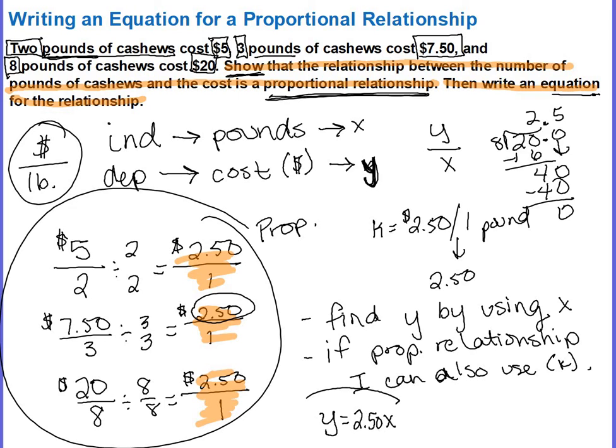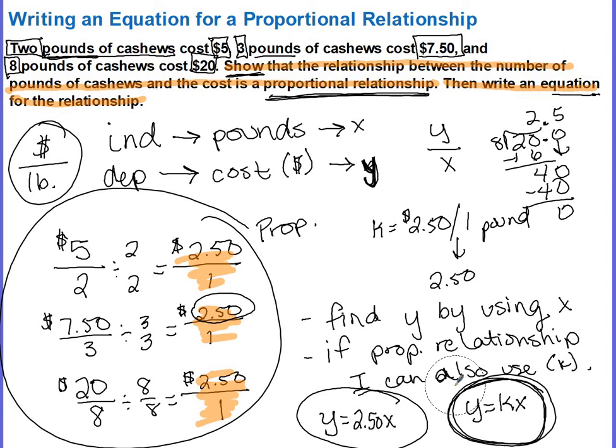This is what your proportional equations, or equations that represent proportional relationships, are going to look like. They're always going to look like y is equal to your constant of proportionality times x, because we know we can use x and multiply it by the price per pound to get y. Now we're just setting up that equation. It's always going to follow this form of y equals k times x.